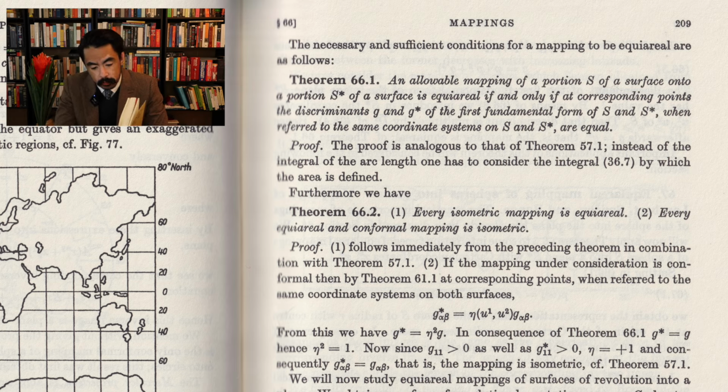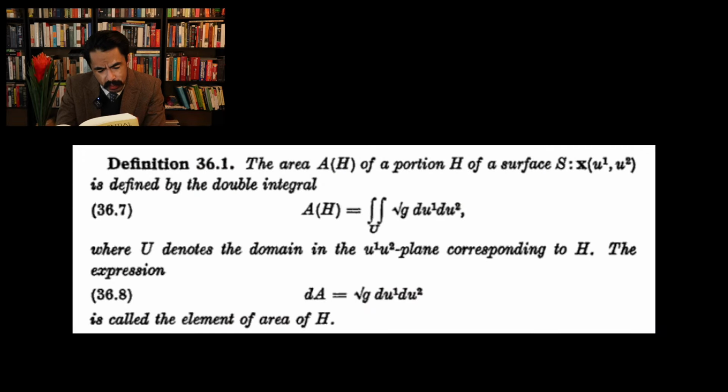And now we have a proof of theorem 66.1. The proof is analogous to that of theorem 57.1. Instead of the integral of the arc length, one has to consider the integral mentioned in section 36, which is in the definition for the area of a portion of a surface as a double integral, capital A of capital H, where capital H is referring to the portion of the surface S. This area is equal to the double integral on capital U, which is the domain in the u1, u2 plane corresponding to H, where u1 and u2 are the coordinates on that surface S.